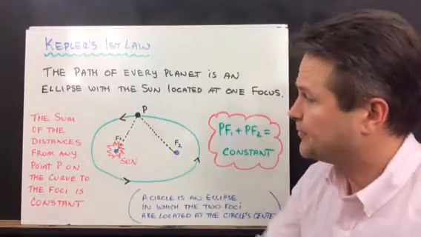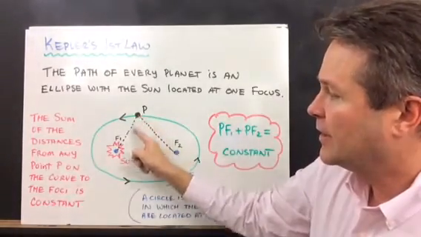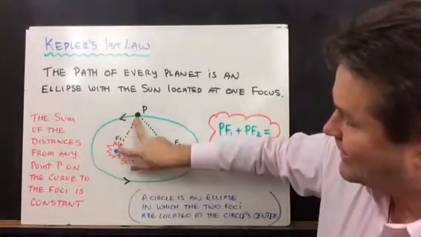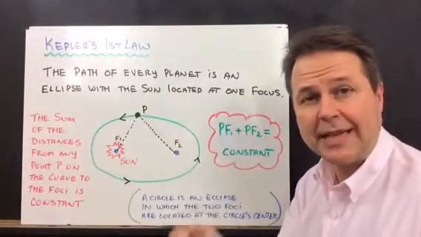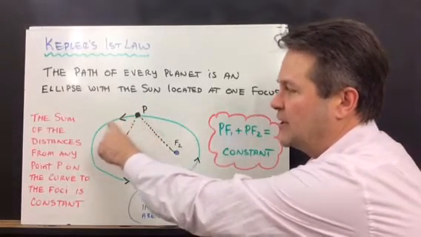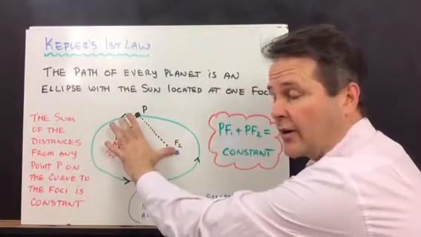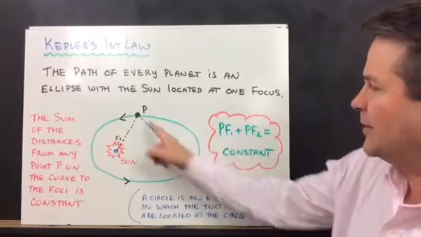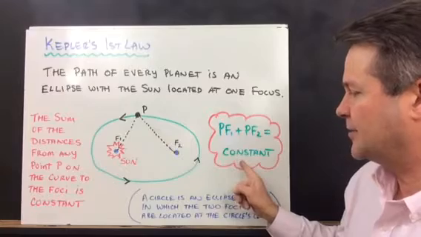Now the sum of the distances from any point P to the foci is always constant. So if you look at this distance plus that distance, whatever that sum is, it's always going to be the same. So if P changes to this position, this distance here will be shorter, but that distance will be longer. But the sum will be constant. So PF1 plus PF2 is always going to be constant.